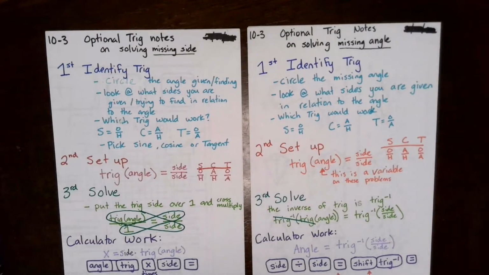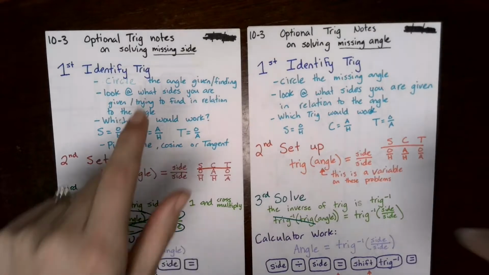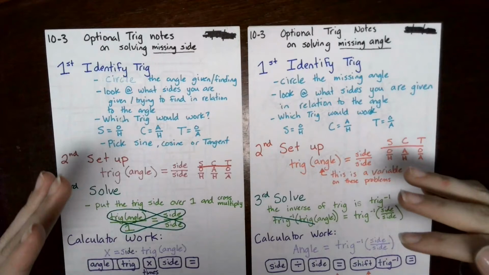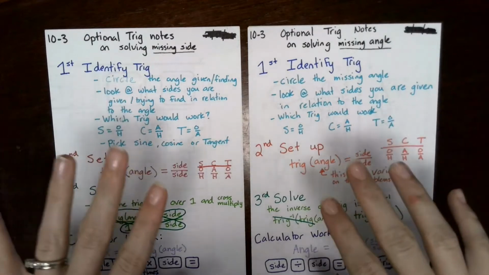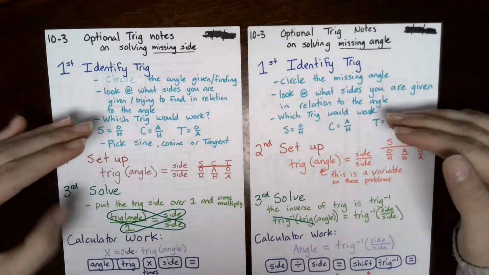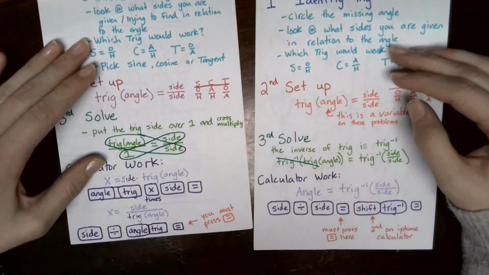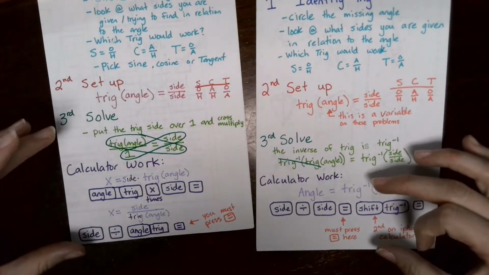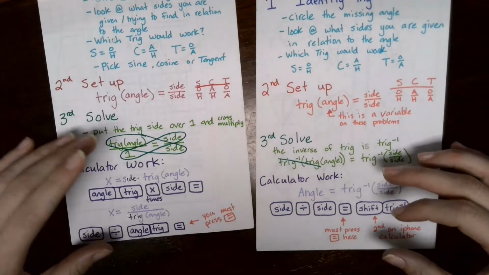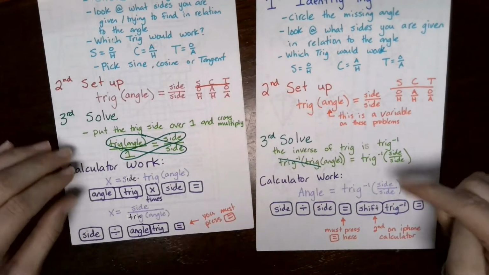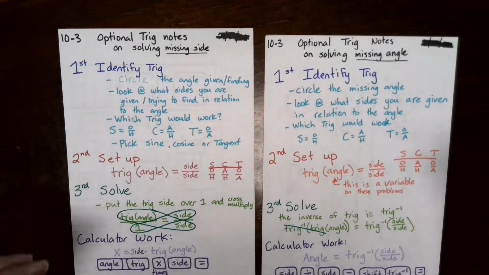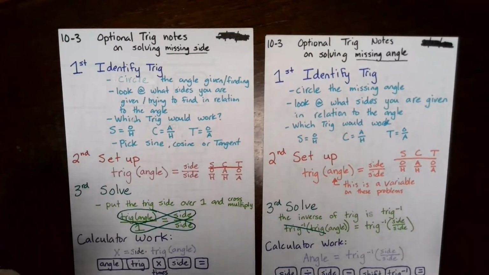Okay, so for 10-3 part 2, we're focused more on solving for missing side and missing angle. Both of these sets of notes are optional, and they're very similar when it comes to parts, except for the solve and calculator work are the main differences here. So keep that in mind when you're doing this. Like I said, they're optional notes, not required, but very, very useful, okay?